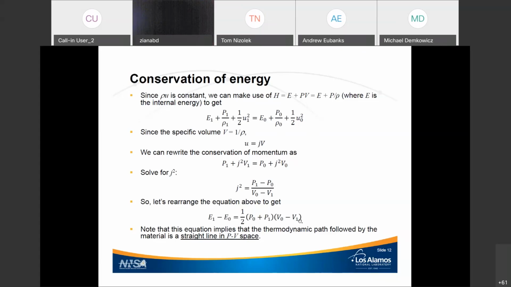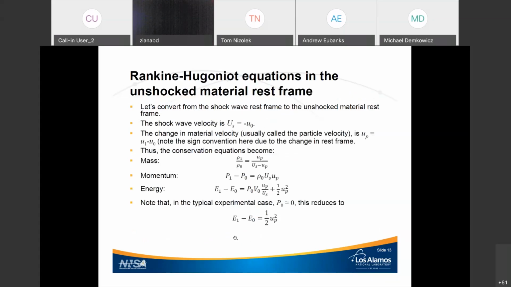This fundamental equation implies that the thermodynamic path followed by the material is a straight line in pressure volume space. Now, the way we usually use these equations in the typical experimental setting is we know the shockwave speed. Generally, we know the particle velocity. Usually, we have the material at rest before the shockwave arrives.